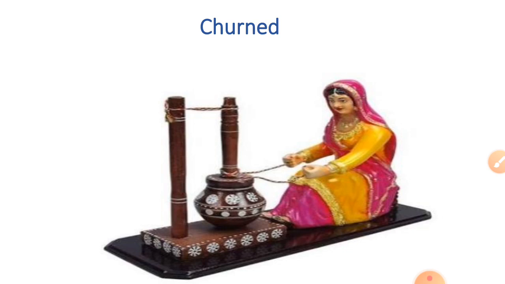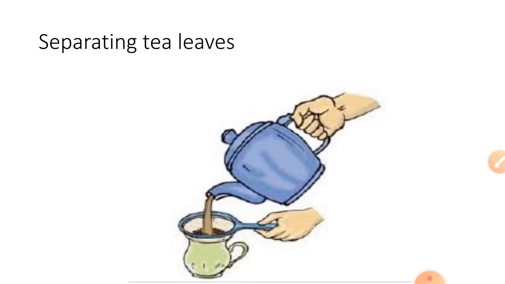Now the second reason is to segregate useless elements from the useful ones, like in the case of separating tea leaves from the tea. Here we separate the tea from the tea leaves. The useless thing is the tea leaves and the useful thing is the tea.